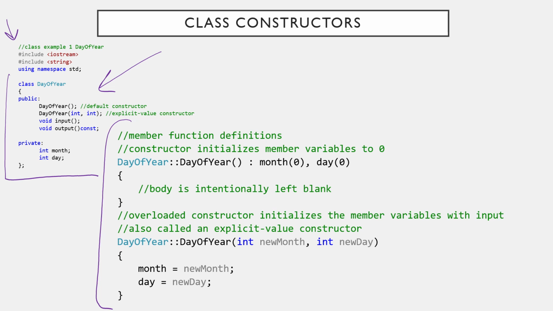And here is the explicit value constructor, where whatever number comes in here, like we did 12, this would be a 12, and that would get assigned to the month, so the month would be 12. And we did 25, so this would be a 25, and that would be assigned to the day. So if you declare day of year by passing 2 values through the explicit value constructor, it's going to set the month and the day to whatever values you pass.